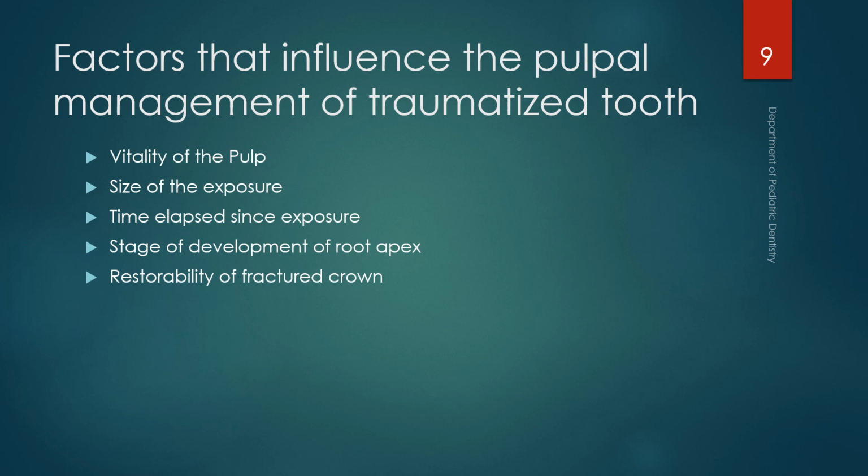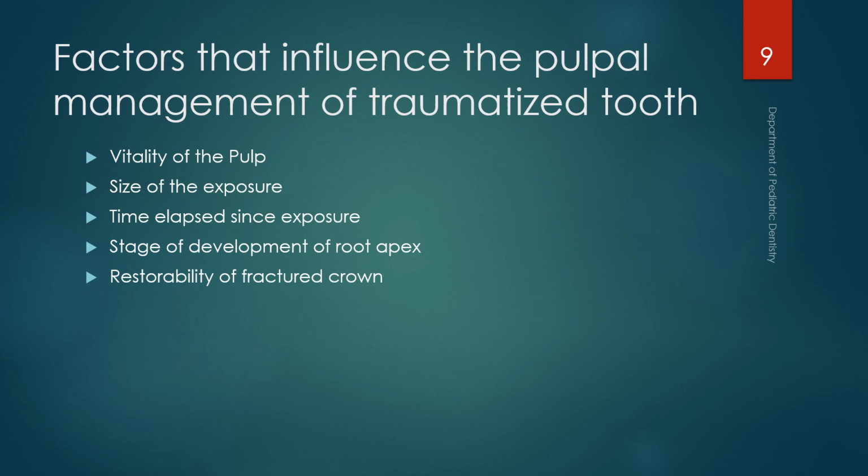Then the stage of development of the root apex. Because we are dealing with children, in the mixed dentition stage, there will be cases where the root apex may be complete, the tooth may be mature, or it may not be complete, or the tooth may be immature. So the date of completion of the root of each tooth will help you decide what kind of development of root apex you are looking at. And then of course you have to take a radiograph to confirm the status of the root apex. This will again tell us what treatment we can do and what treatment we cannot do.